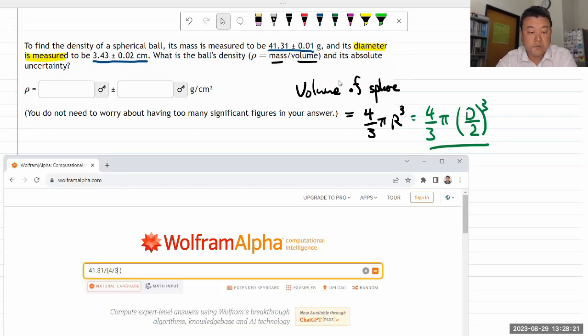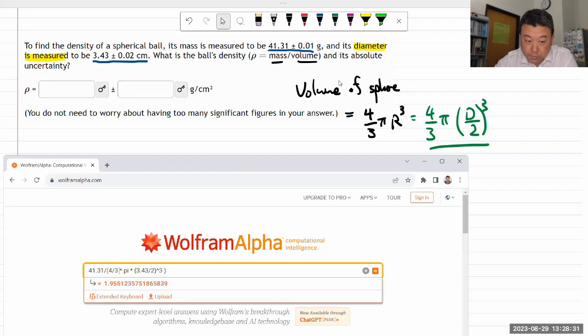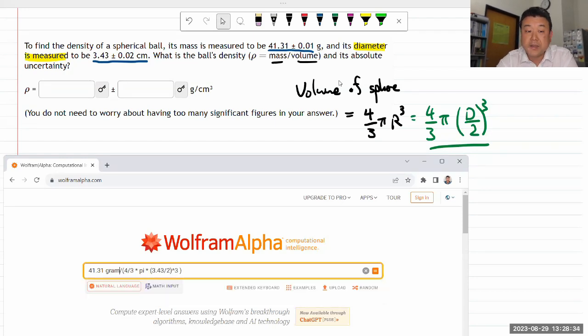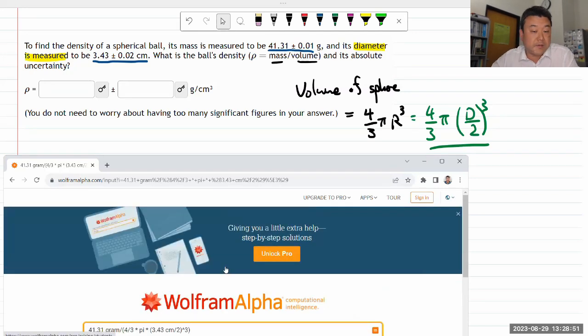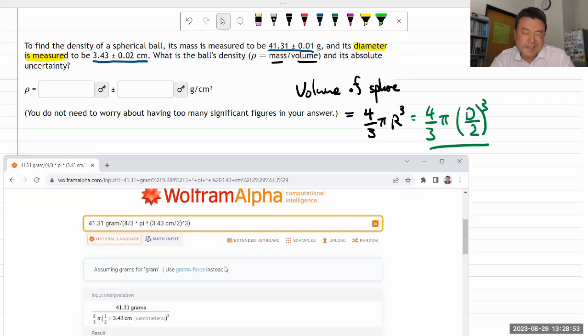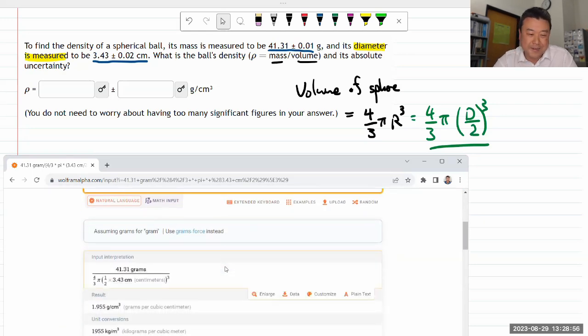That's going to be 4/3 times pi times the diameter, 3.43 divided by 2 cubed. And let me actually put in the units here as well. One of the reasons I like Wolfram Alpha is it's unit aware. So if the question had done this horrible thing of giving you grams and centimeters and asked you in units of kilograms per cubic meter, then Wolfram Alpha can actually do the unit conversion for you. It's a labor-saving device. So in this case, it doesn't matter because we are using the same set of units.